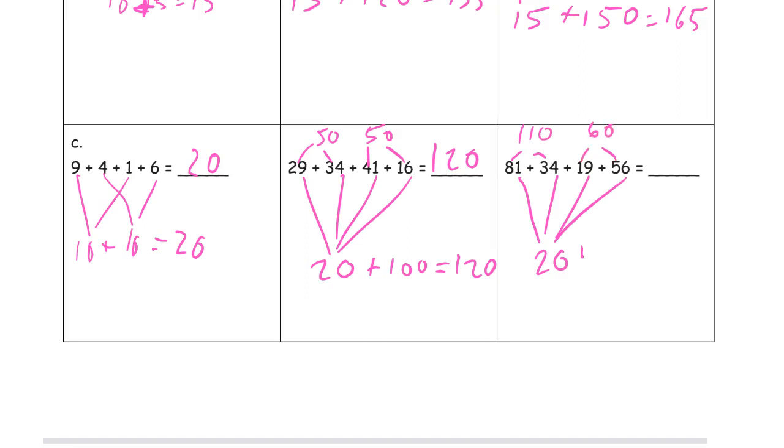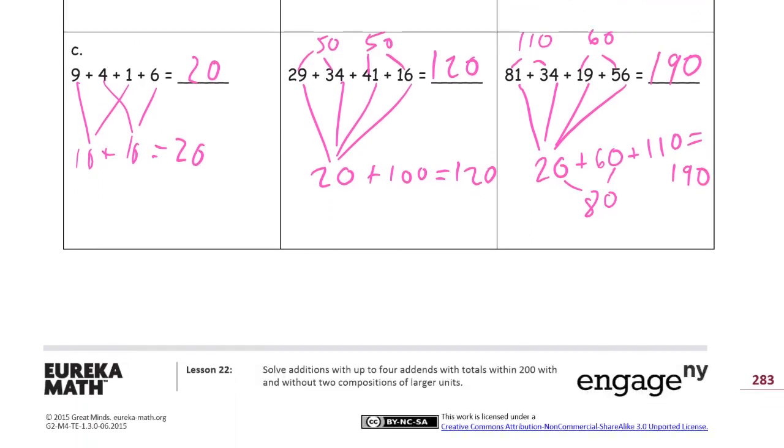So 20 plus 60 plus 110. The 20 and 60 makes 80. 110 plus 80 is 190. That's how you show it.